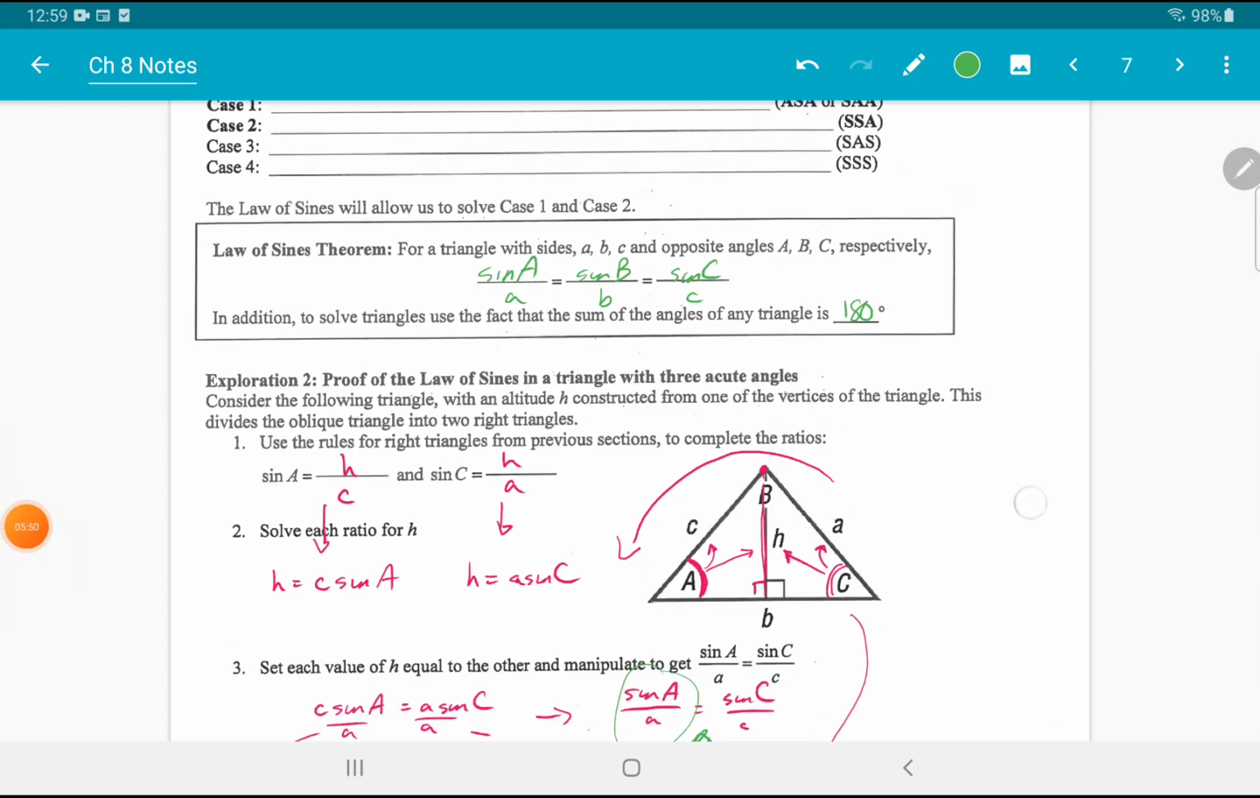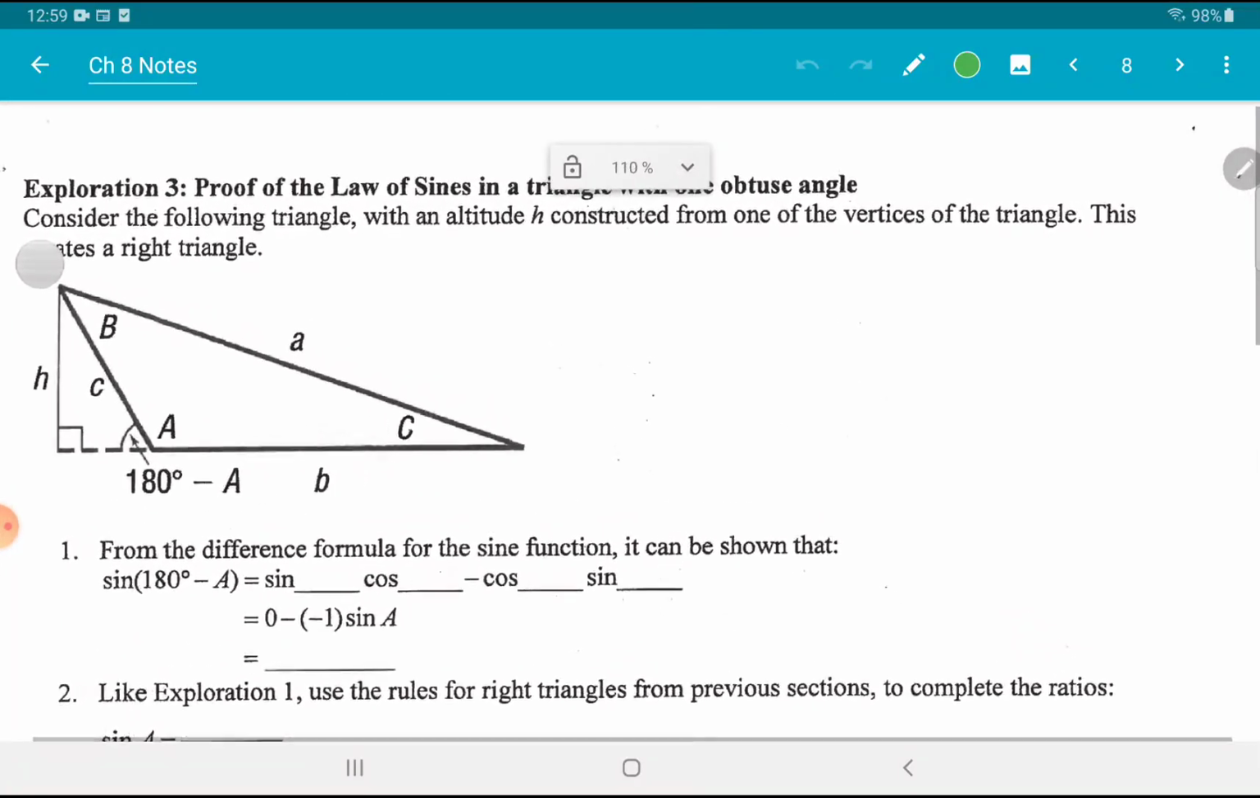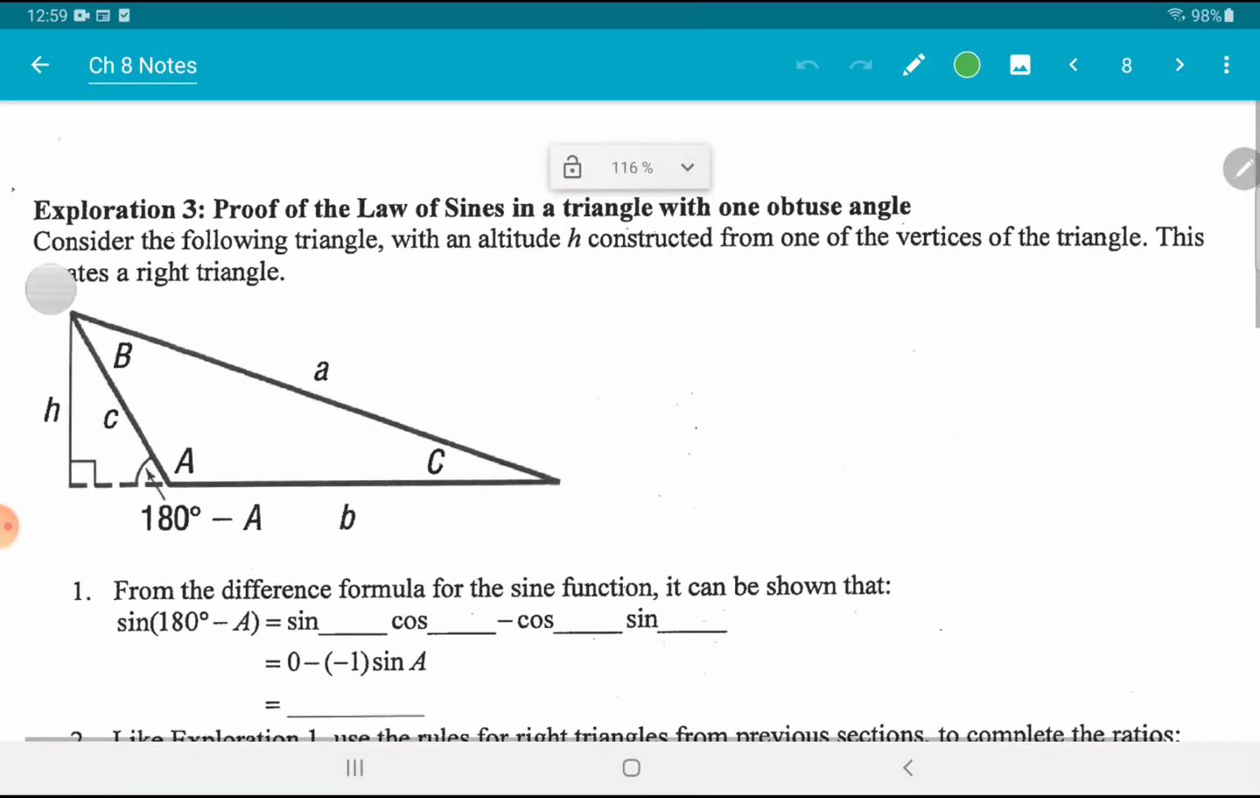Oh, one more thing before we end this video. As we take a look at the next page, you'll notice now that we have an obtuse triangle. Unlike the previous one, you can kind of see that that wasn't an acute triangle. If you have an obtuse triangle, things don't change. You can still use the law of sines, where we say sine of A over A equals sine of B over B equals sine of C over C.